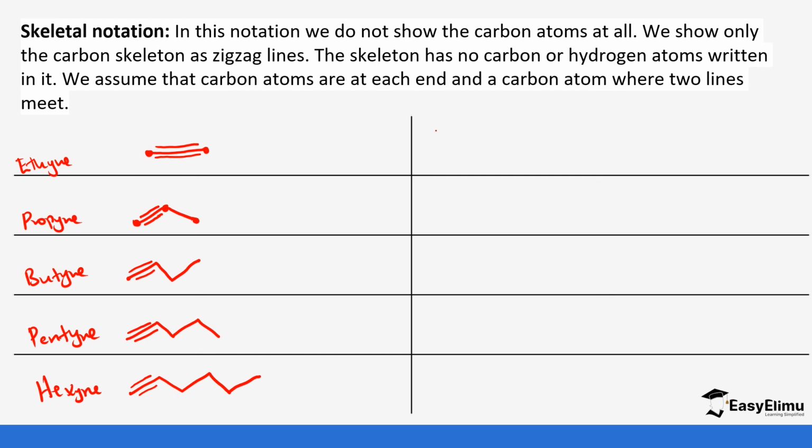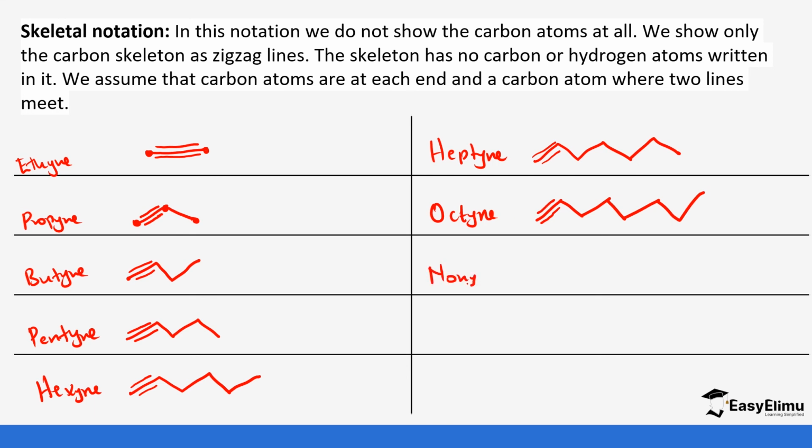And then we go to heptyne. So 1, 2, 3, 4, 5, 6, 7. So a small line here and a small line here. And then octyne, 1, 2, 3, 4, 5, 6, 7, 8. So a small line here and a small line here. And then nonyne, so 1, 2, 3, 4, 5, 6, 7, 8, 9. Small line here and a small line here. And finally, decyne. So a small line here and a small line here.